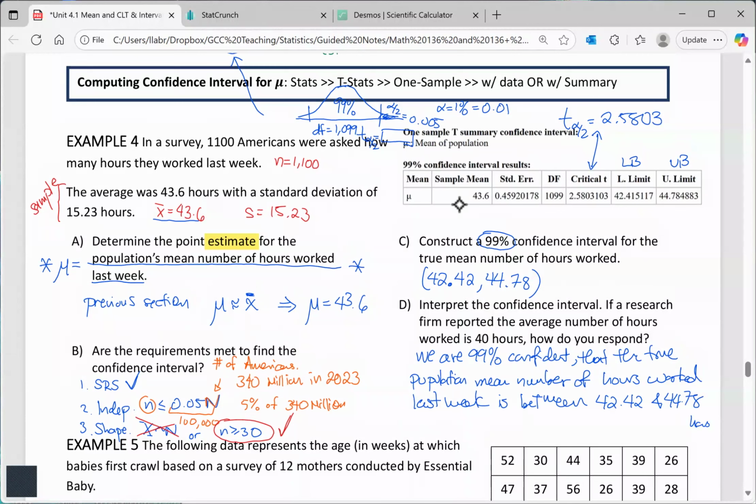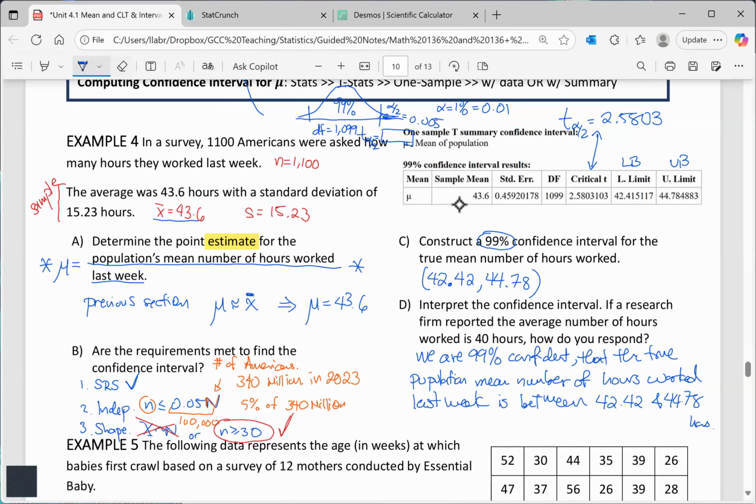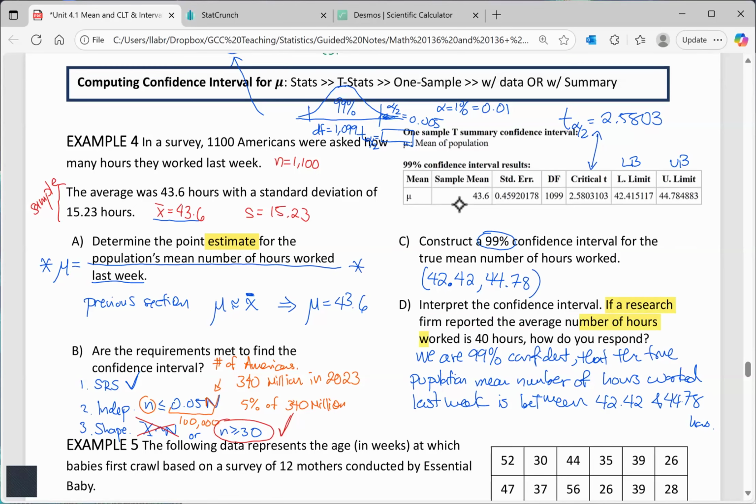So right now you're saying, I don't know where the true mean is, but it's got to be between 42.4 hours and 44.7 hours. That means that if a company, for example, reports that the average number of hours worked is 40, we do not agree with that. Right? So I'm trying to answer this question. If a research firm reported the average number of hours worked is 40, I disagree, because my sample is saying that the true center is much higher. It's between 42.4 and 44.78.